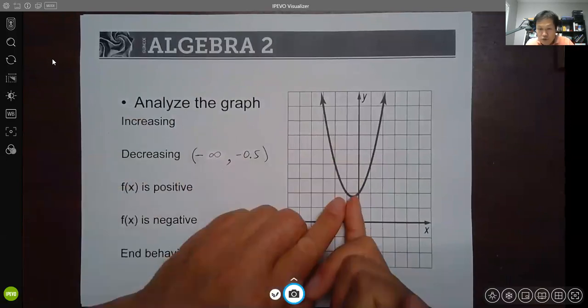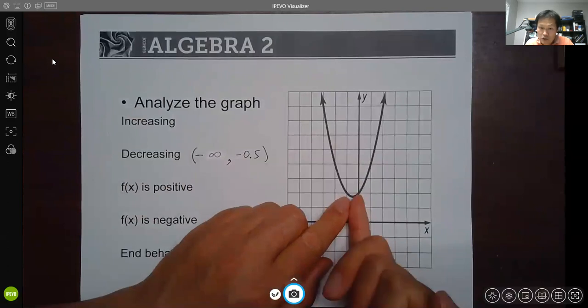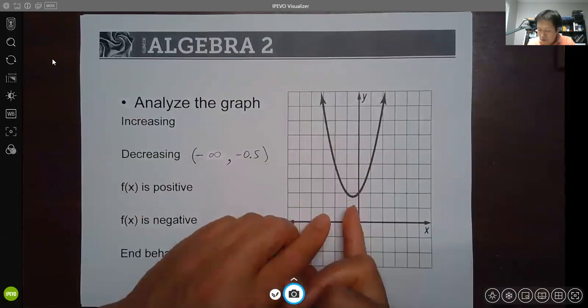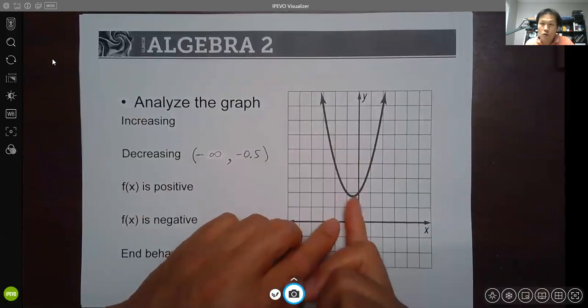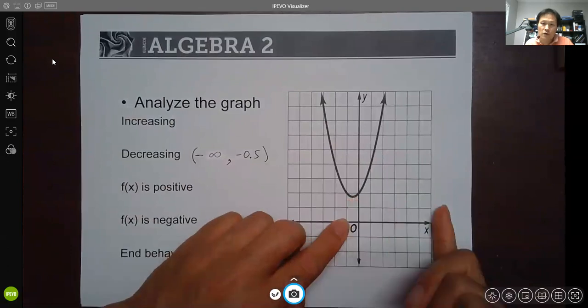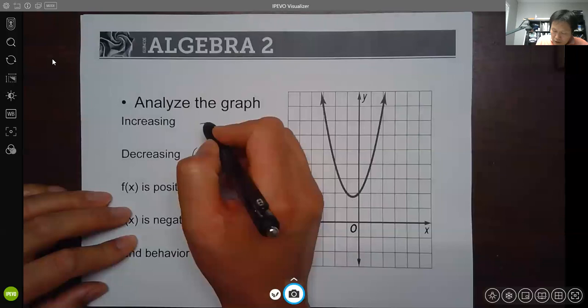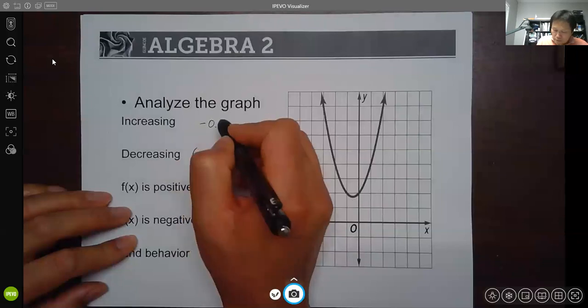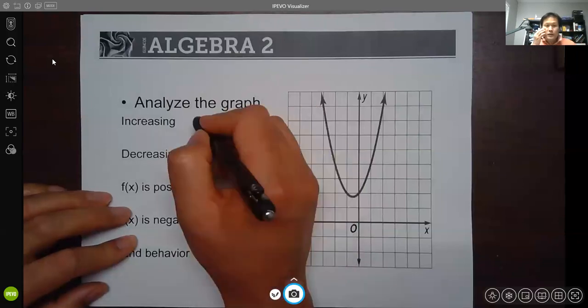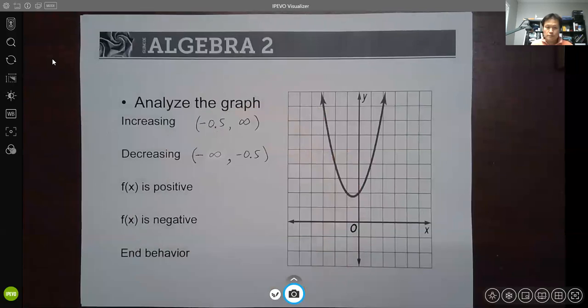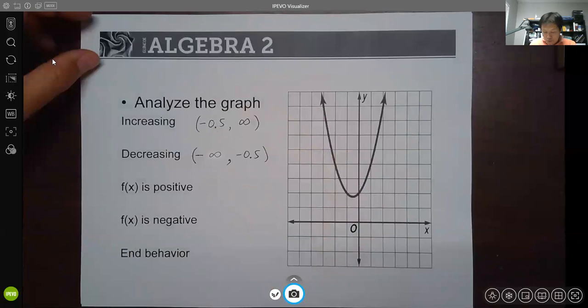Now, as soon as you turn around here, it starts increasing from x value of what? Minus 0.5 to until where? Until forever. So increasing from minus 0.5 to infinity, that's where it's increasing. Okay?